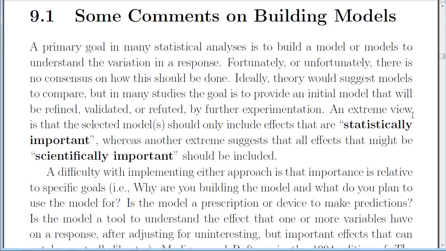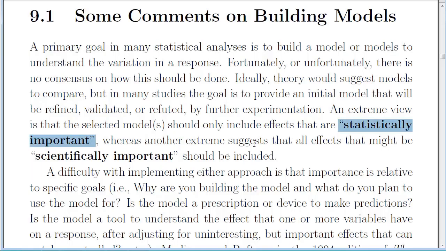Okay. One extreme view in doing modeling is that the selected model should only include effects that are statistically important, meaning, say, all your coefficients are significant at an arbitrary alpha type 1 error level, say 0.05. Okay, so as we've been doing in class, you start with the full complex model, do backward selection until all of your model coefficients are significant. Okay, so that's one strategy.